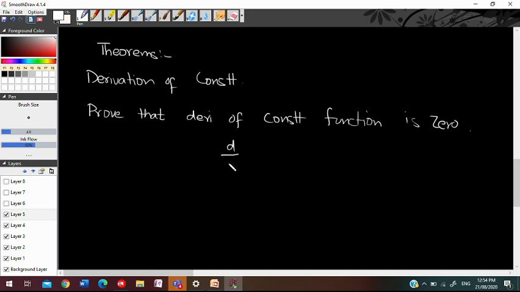D by dx of c is equal to 0. This is the statement of our theorem, and the proof is, I will prove this theorem by using the ab initio method first, which is also known as the first principle method. So let y is equal to c. Here we have the function c.